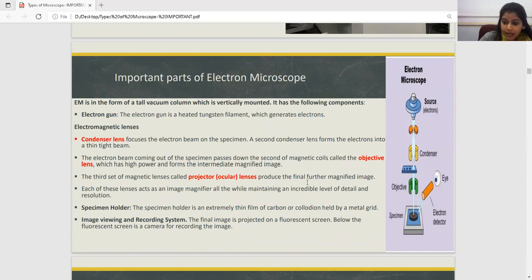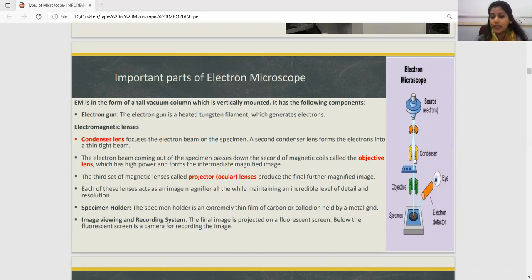Here we have the condenser lens. From the source, we have the accelerated beam of electrons coming up, which is focused onto the condenser. The role of the condenser is to condense all the beam of electrons to pass through the specimen. It will not allow any electrons to divert from there. It condenses all the accelerated beam of electrons to pass through the specimen so that we get a better magnified image.